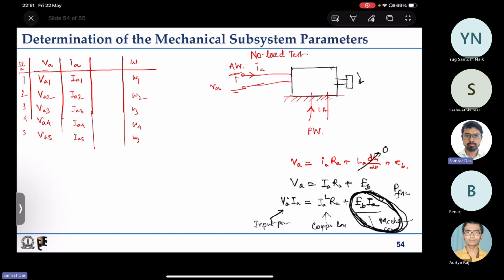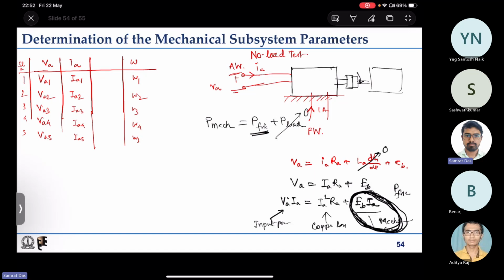There is no load connected. Had there been a generator connected or a pump connected, then EB into IA would be the total mechanical power. Part of that will be friction, and part of that will be load. But in this case, because P load is 0, there is nothing connected, so whatever EB into IA we are having under no load, that entire thing is friction if we neglect the core losses, which is anyway fine. Right?